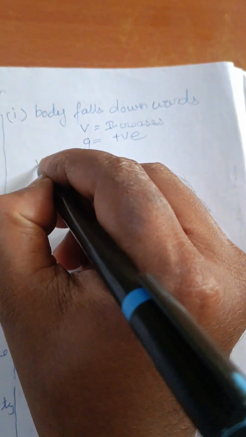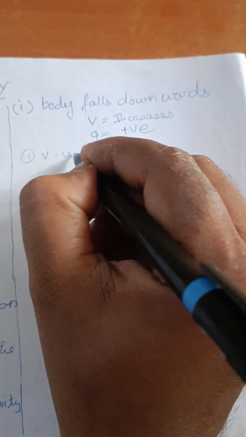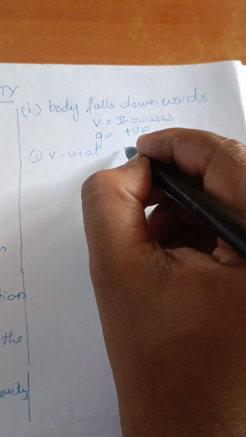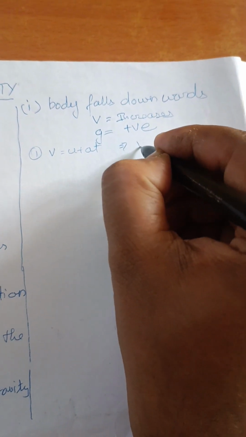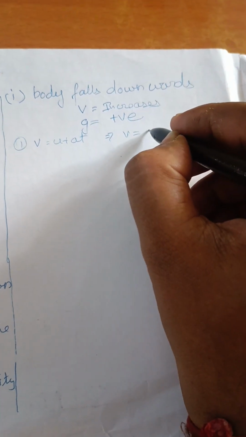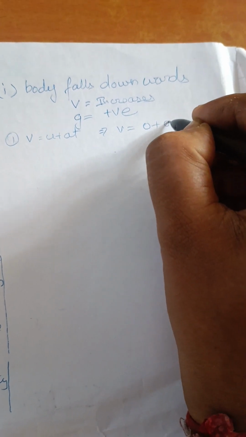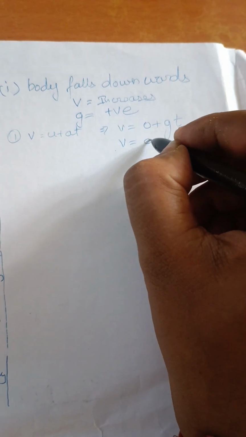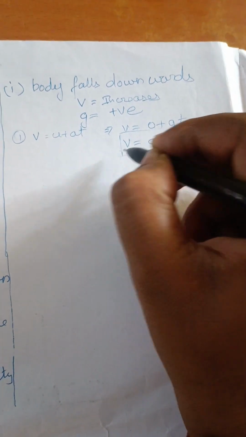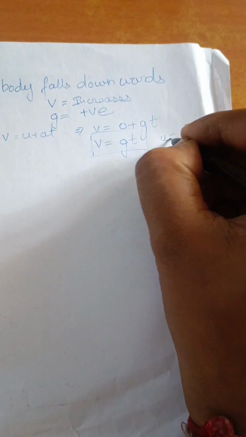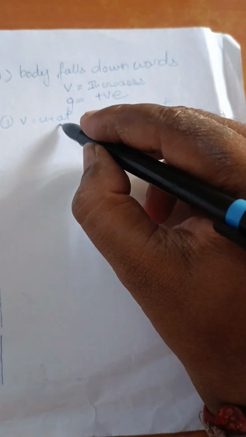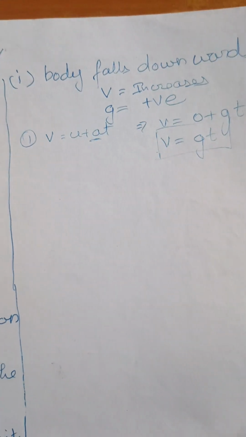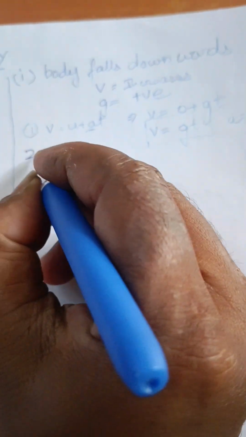So we will write the first equation of motion, v equals u plus at. So we can also write it as v equals 0 plus g into t. So the equation will stand as v equals gt. Sir, why is it v equals gt? Because the initial velocity is 0 and a can be represented as g.